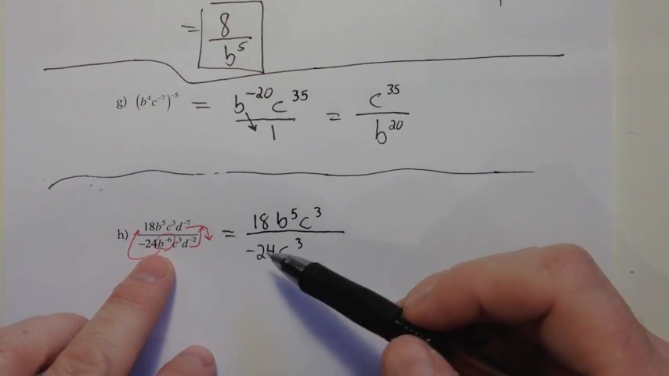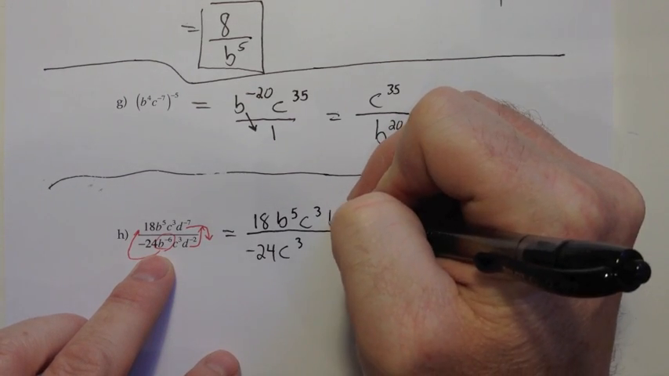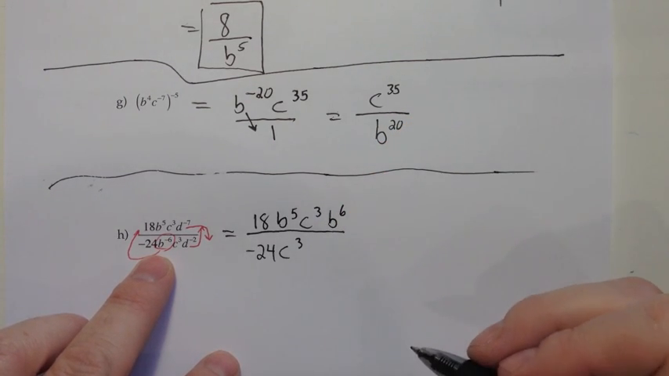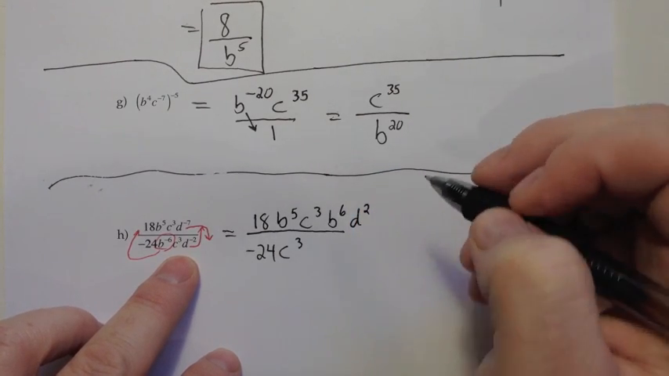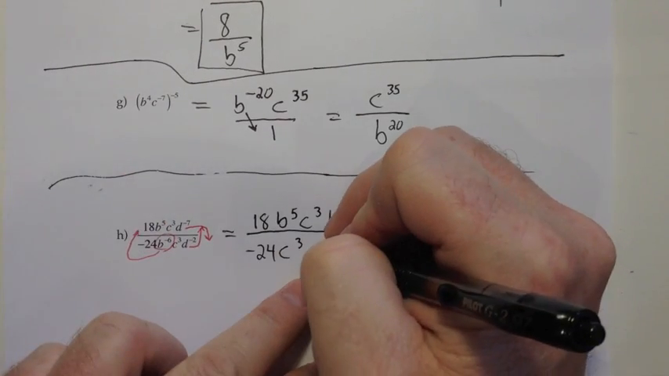So that b to the negative 6 right there is going to move up, change its sign. That d to the negative 2 is going to move up, changes its sign. That d to the negative 7 is going to move down.